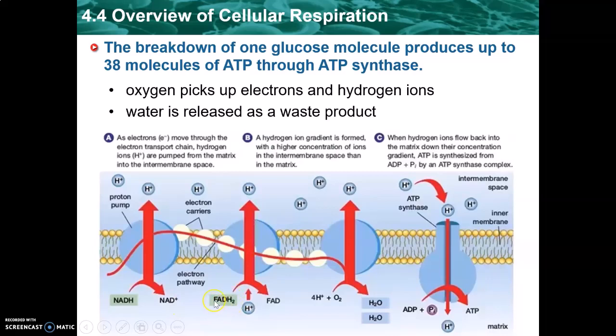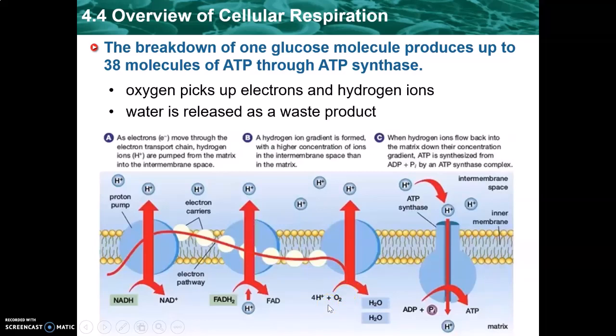FADH2 is dropping off its electrons and turning back into FAD. And then finally here at the end, we have those electrons. This is the path of electrons moving through the electron transport chain. Those electrons are being picked up at the end by oxygen.